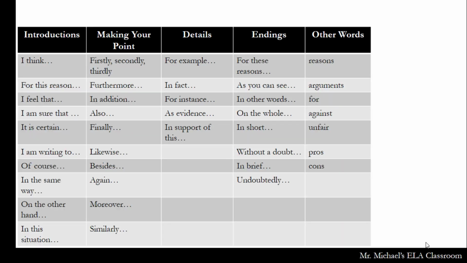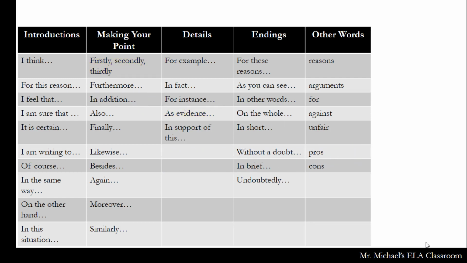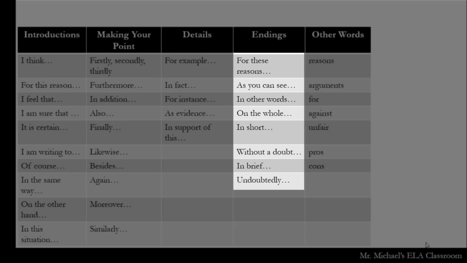So when we are making our reasons and then our evidence, you could say, firstly, I believe smoking is very bad because it harms people. As evidence, the CDC states that smoking causes cancer. So basically, we've combined these two to make our paragraph. And then finally, the ending: for these reasons, as you can see, in other words, on the whole, in short, without a doubt, in brief, and undoubtedly.